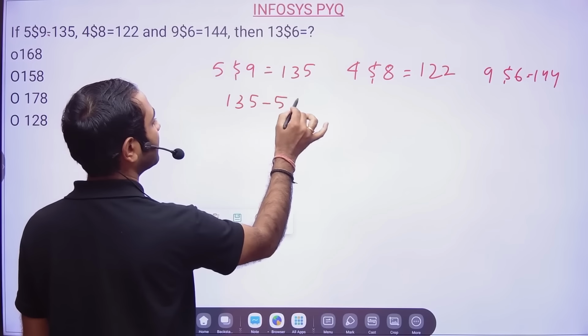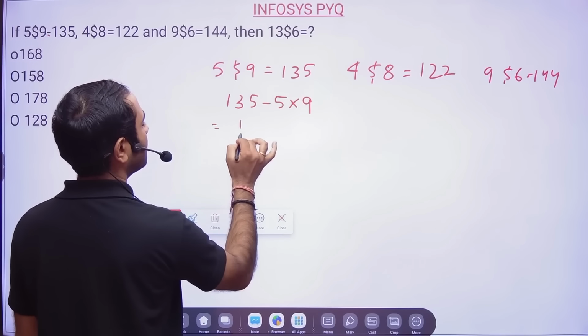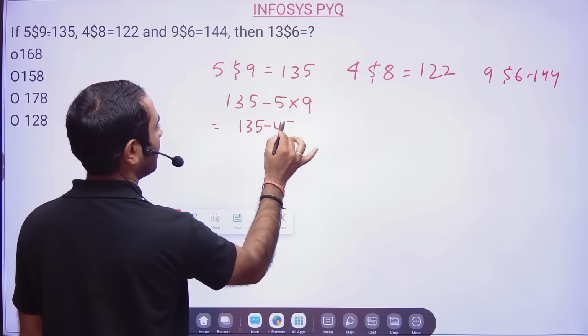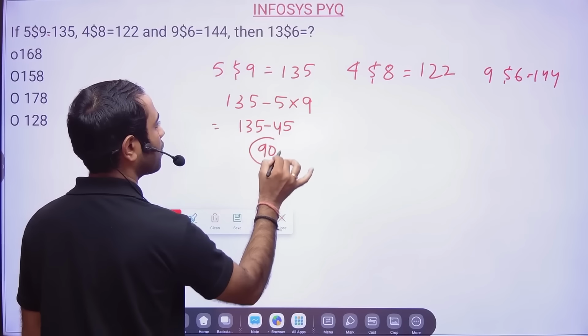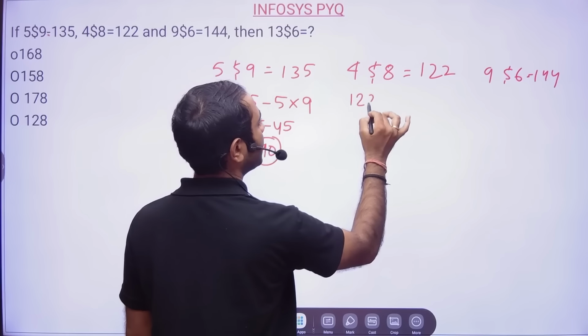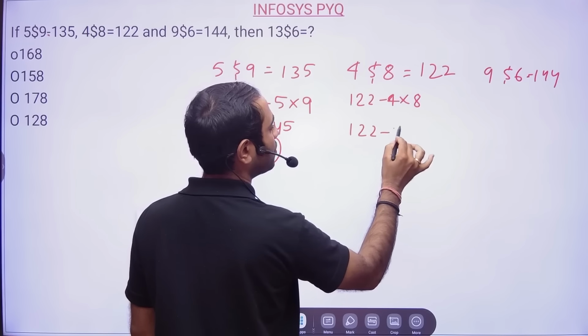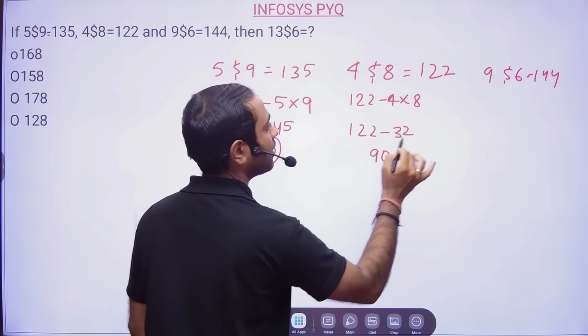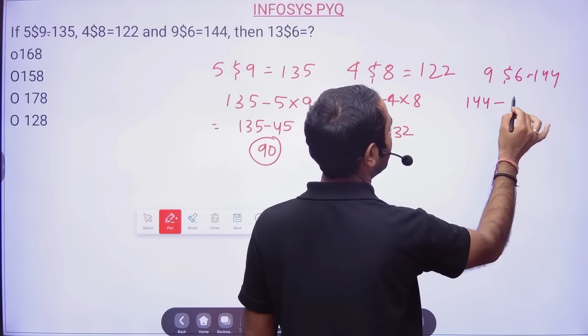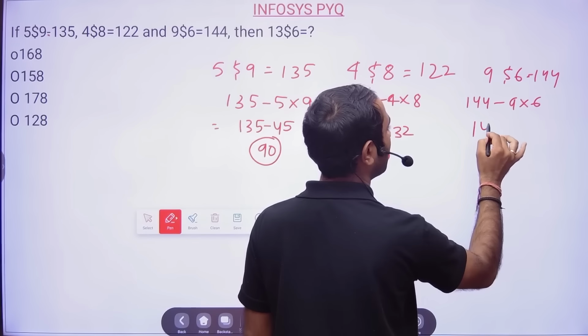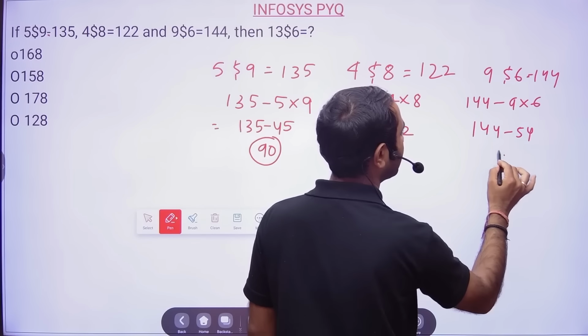So 135, and then I am subtracting 2, 5 into 9. So 135 minus 45 is equal to 90. Okay. Here you see 122 into 4 into 8. So 122 minus 32 will be 90. Okay. Then here 144 into 9 into 6. This is the logic I thought, and it is working also, 90.